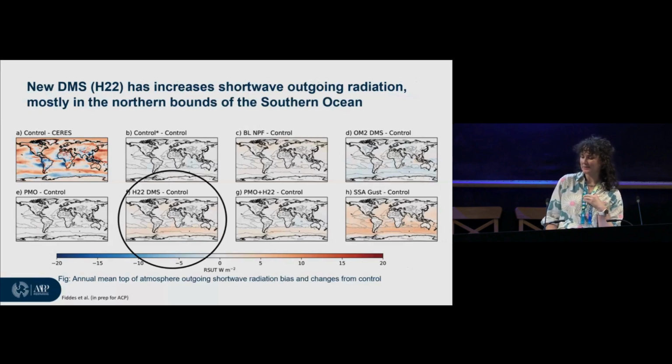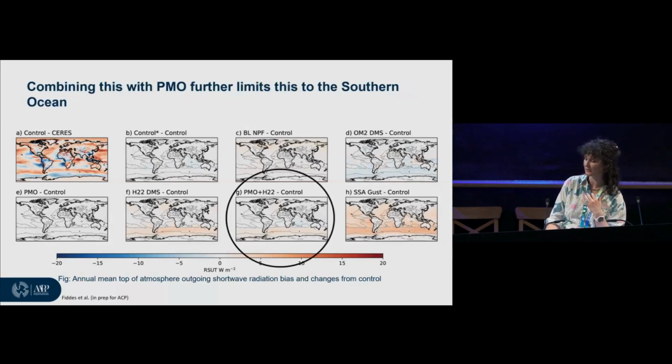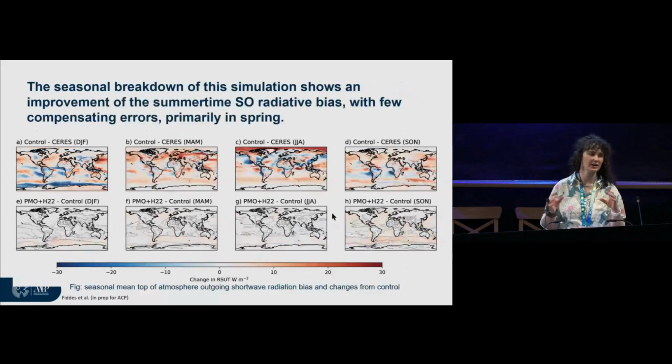If we update the new DMS climatology, we're seeing some improvement in the place that we want, but it's extending a bit too far north. And if we update to the primary marine organics, we again see some improvement where we want, and it's more constrained to the area that we want it. So this is a potential possibility of actual improvement.